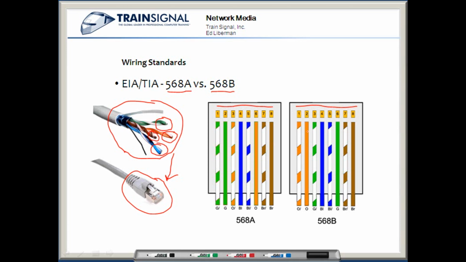Now with 568B, you will see that it's almost the same except for the orange and the green have been inverted. In other words, we start off with orange and white and then go to solid orange, whereas before we had green and white and solid green. And then here for number 3, where we had orange and white before, and number 6 where we had solid orange, now we have for number 3 green and white, and for number 6 solid green.